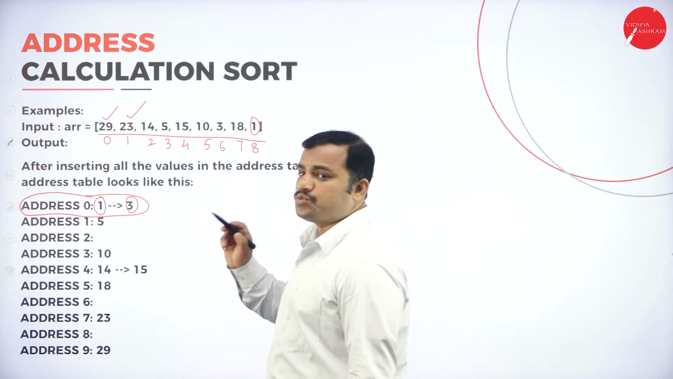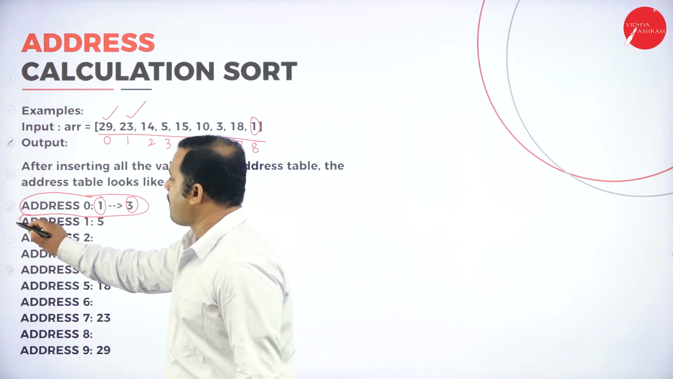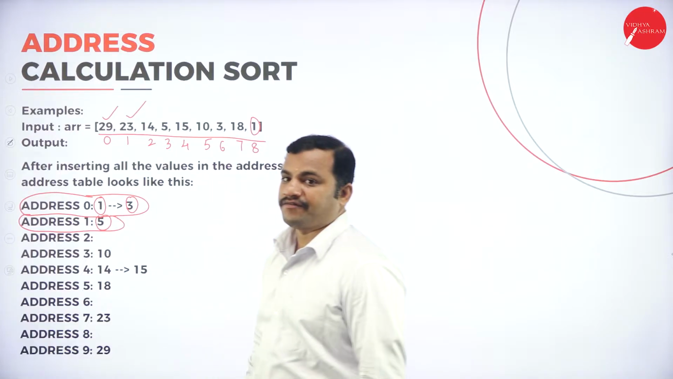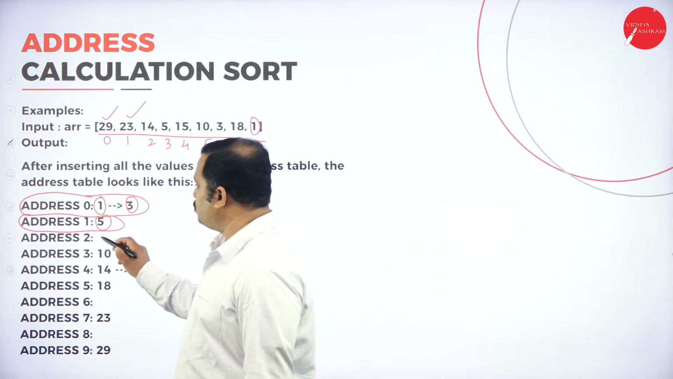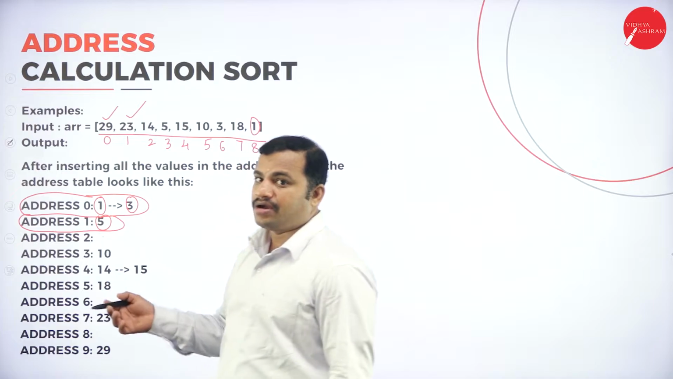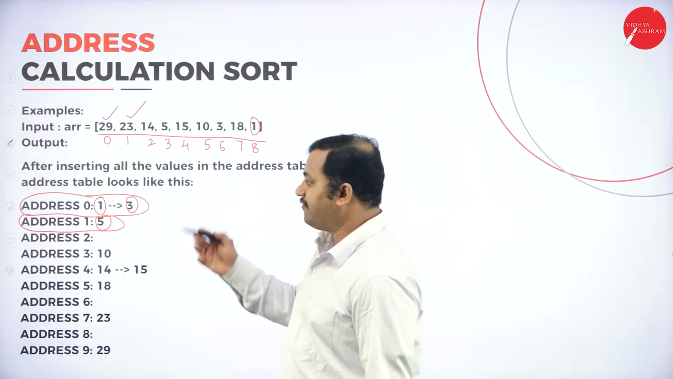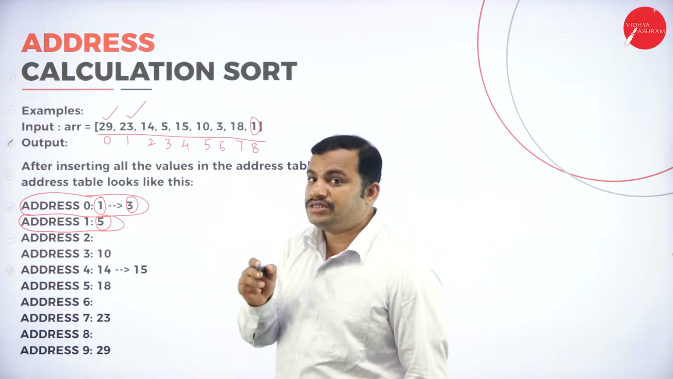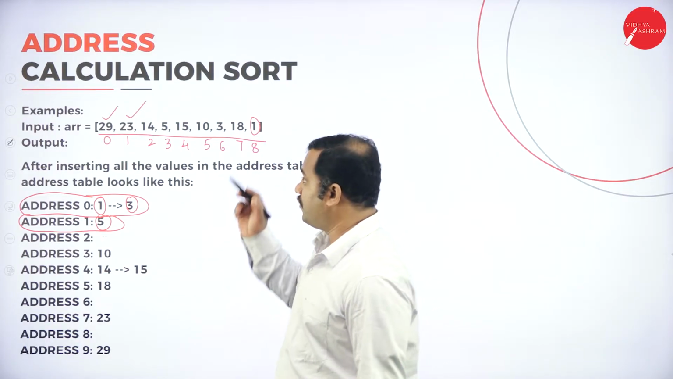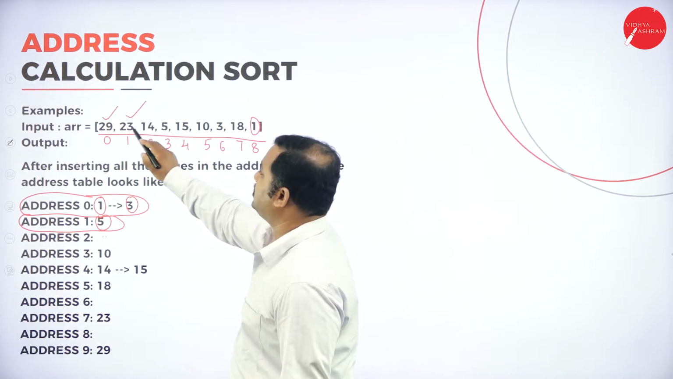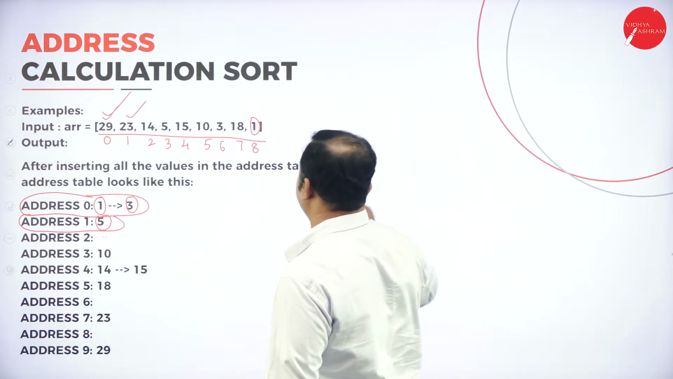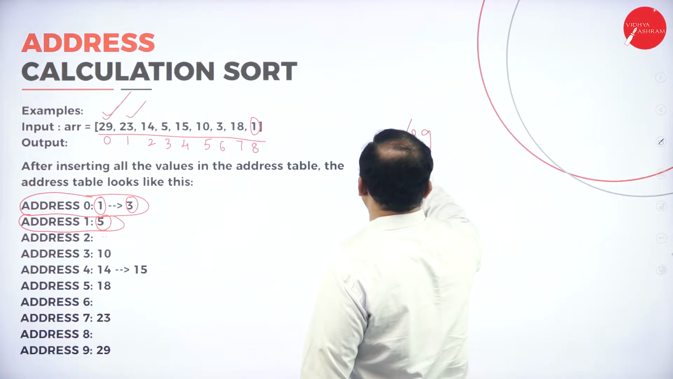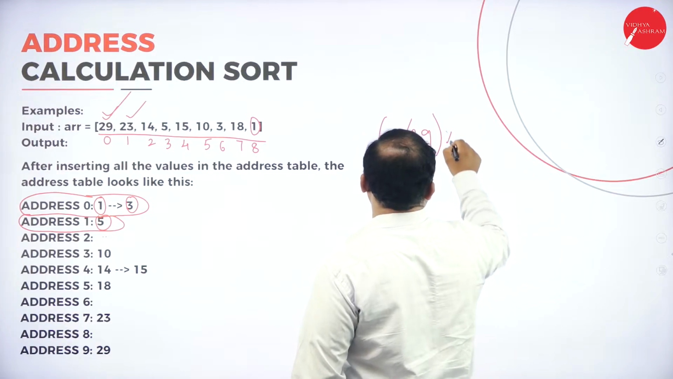Then in the address 1, we have 5, the item number 5. Then in address 2, we have null, that is according to the hash function, we do not have any value here. Then because we are using the floor function here, which is the maximum value among all these, 29 is the maximum value.